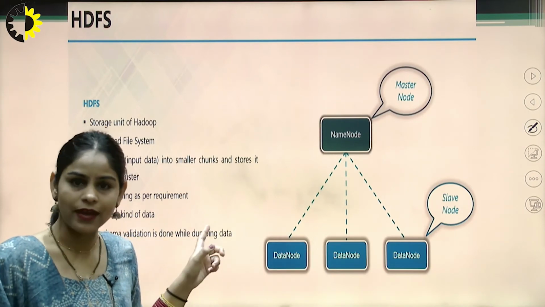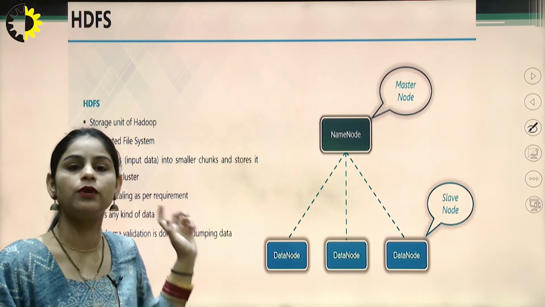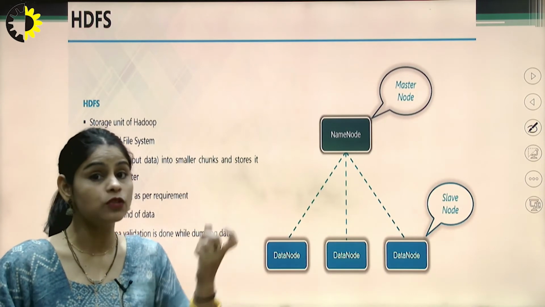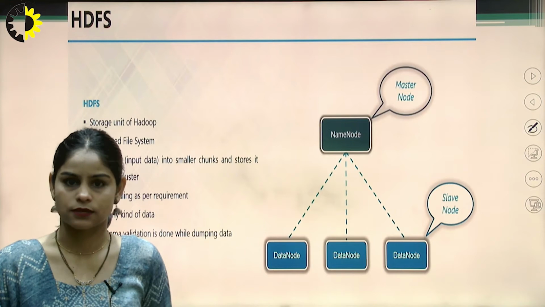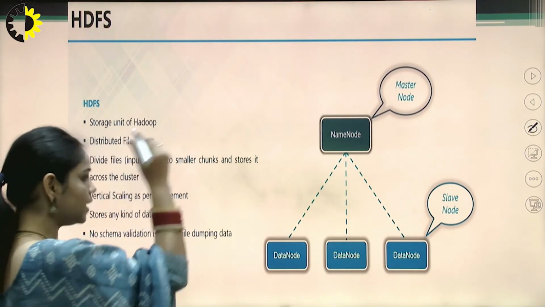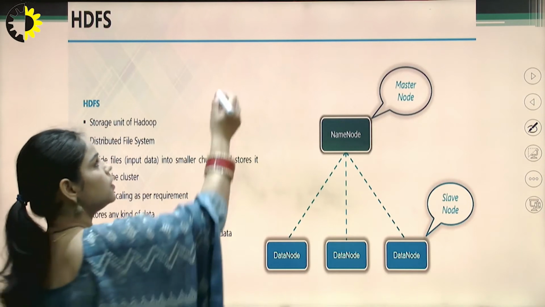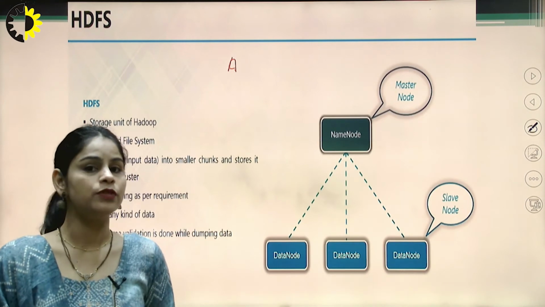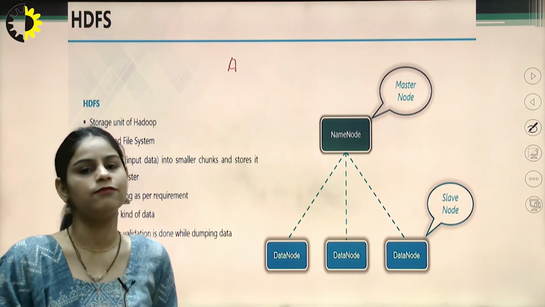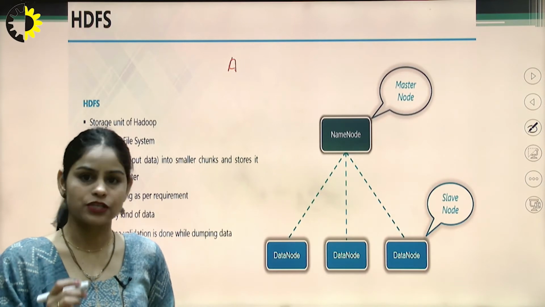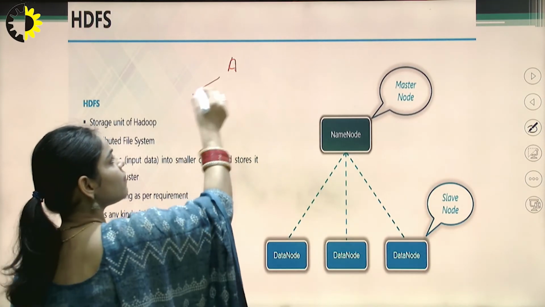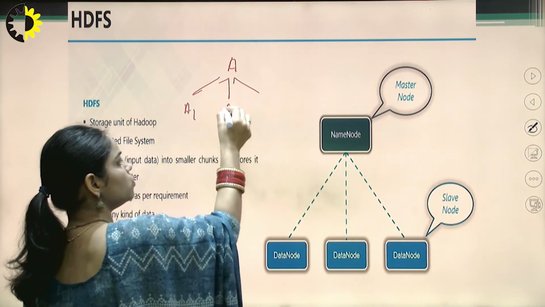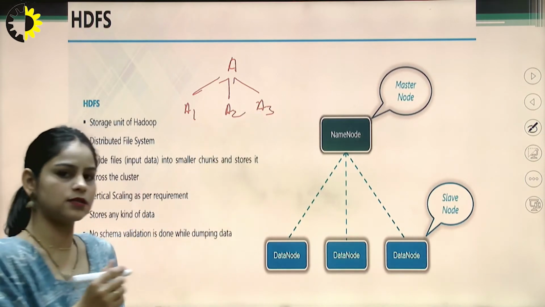So it divides the file, whatever you are writing into the system, into smaller sized blocks. And then it is storing those blocks across the cluster. Let us take an example. Let us say I have a file that I want to write named A. When I am going to write it into the HDFS, I am just writing a single file named A. But what HDFS is doing is dividing this file into multiple parts. Let's say it is dividing it into A1, A2 and A3, three parts.